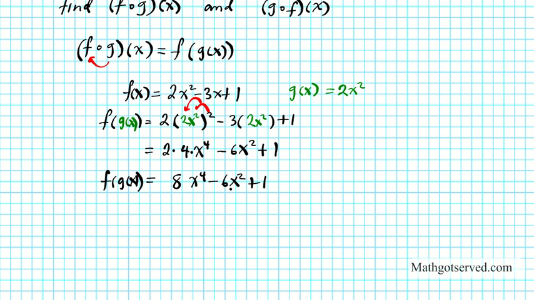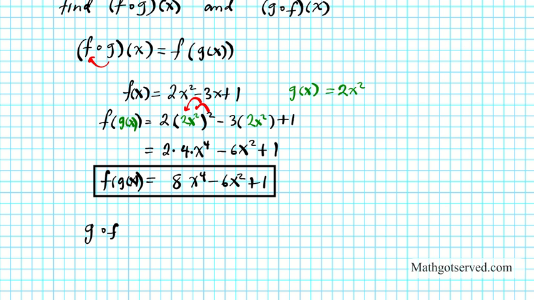All right, now let's go ahead and do the reverse composition. In the reverse composition, we're going to be doing g of f of x. So let's go ahead and write down the notation first. We're supposed to find g composed with f of x.